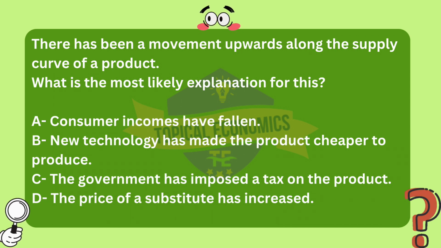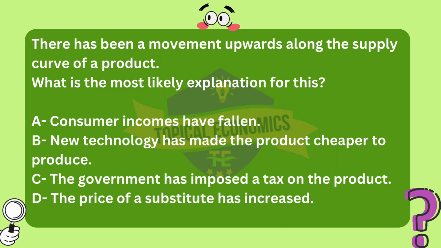There has been a movement upwards along the supply curve of a product. What is the most likely explanation for this? A. Consumer incomes have fallen. B. New technology has made the product cheaper to produce. C. The government has imposed a tax on the product. D. The price of a substitute has increased.